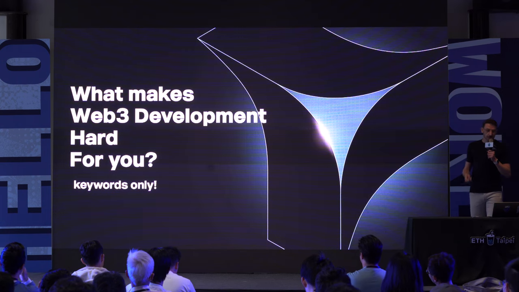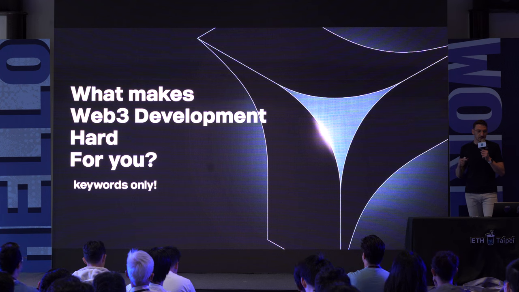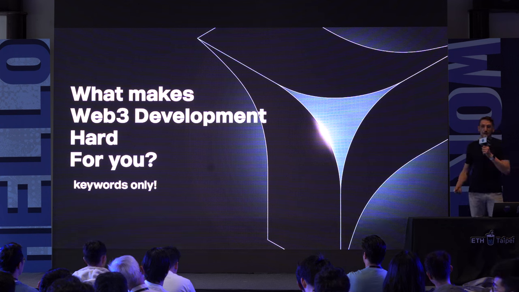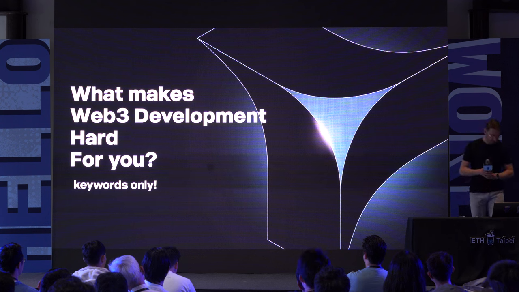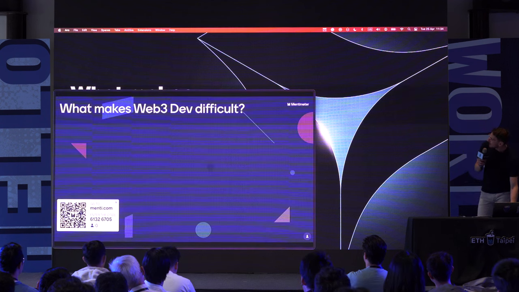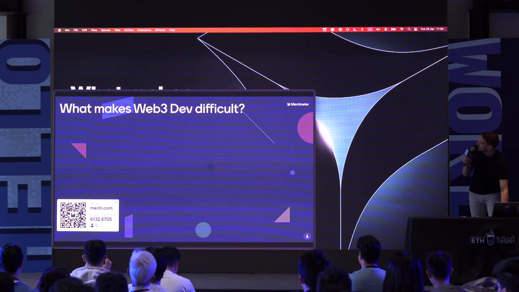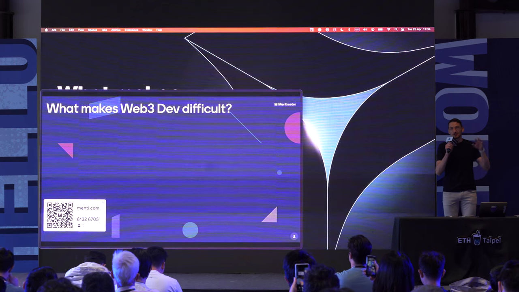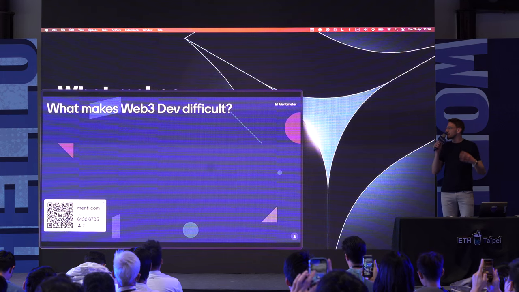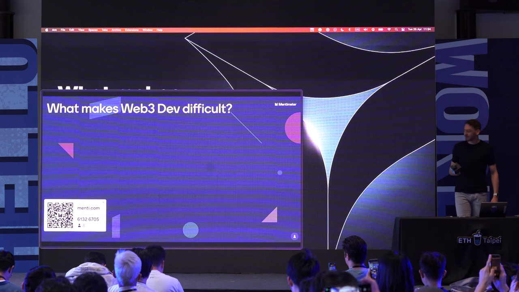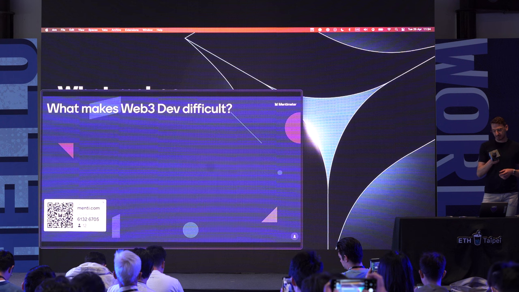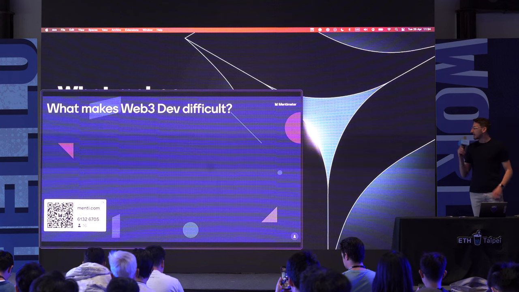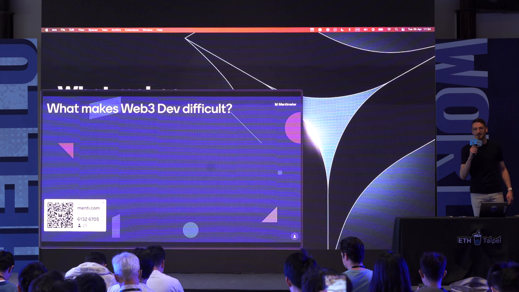And now I would like to ask you to come back to the question, what makes Web3 difficult for you? So think about it in terms of just three or four keywords. Why is Web3 difficult or hard for you? All right. And now you can see this little QR code, and I hope you can see it properly. I would like you to scan it. It'll open up a website where you can enter those three keywords. Let's see what are the feelings, what are the things that make Web3 development hard. And let's take 30 seconds for everybody to wrap their heads around the question.